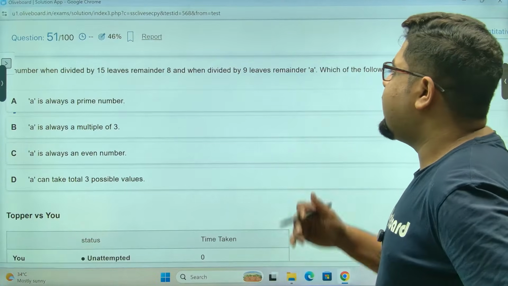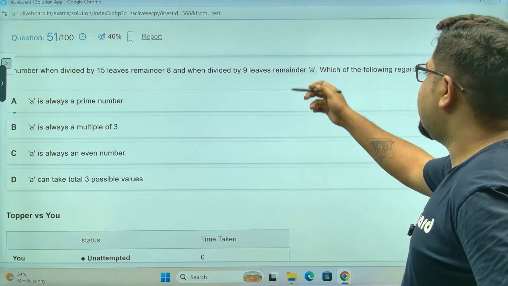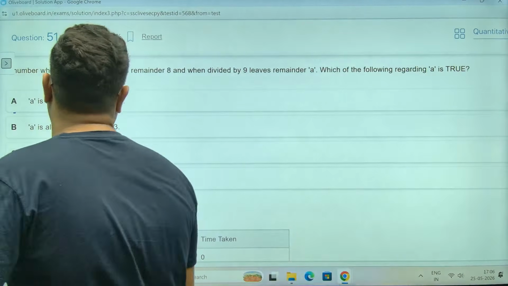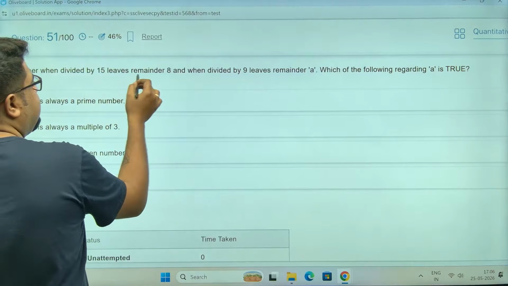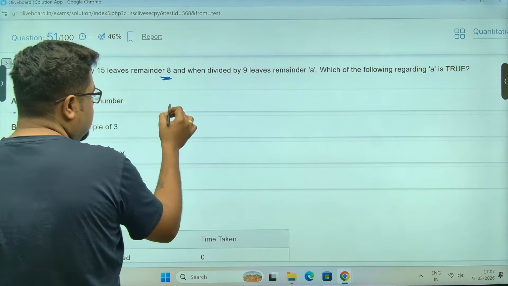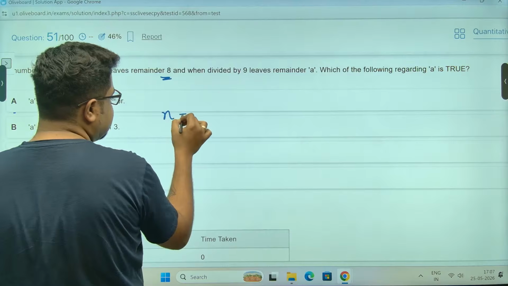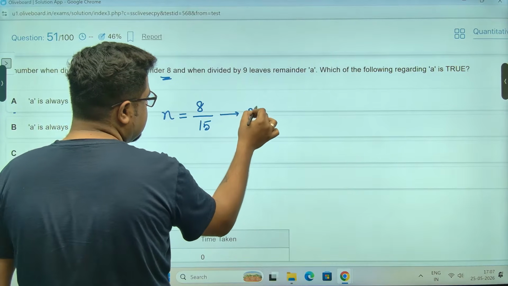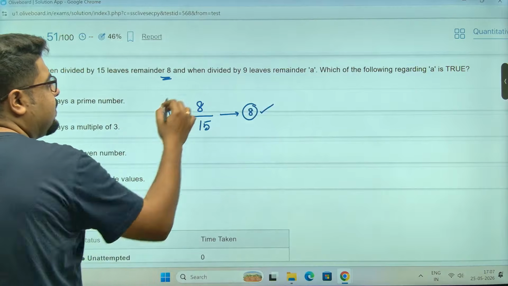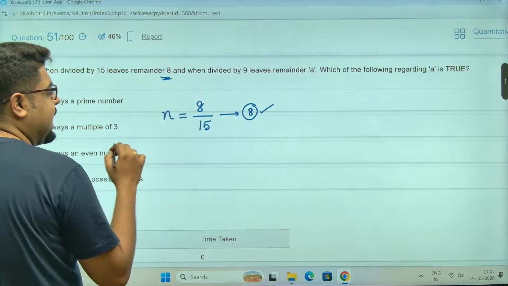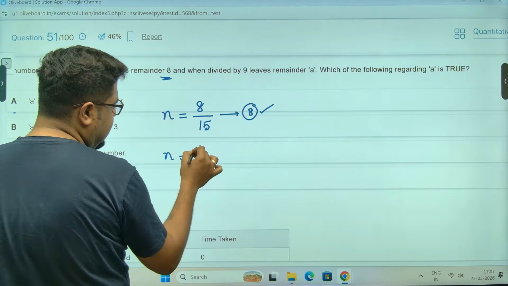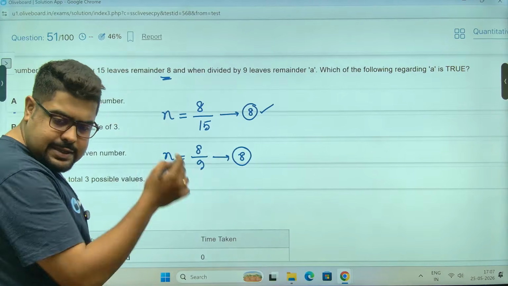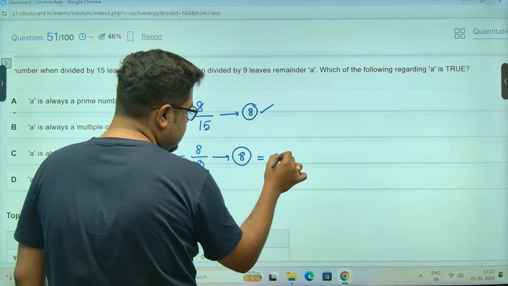First question. A number when divided by 15, the remainder is 8. Divided by 9, the remainder is a. Which of the following is true? Sir, trial, best option. Divided by 15, remainder is 8. So if I take the number as 8 itself, divided by 15, remainder is 8. Now divided by 9 leaves the remainder a. If I divide 8 by 9, the remainder is 8 only, because 9 is greater than 8. So this is a.